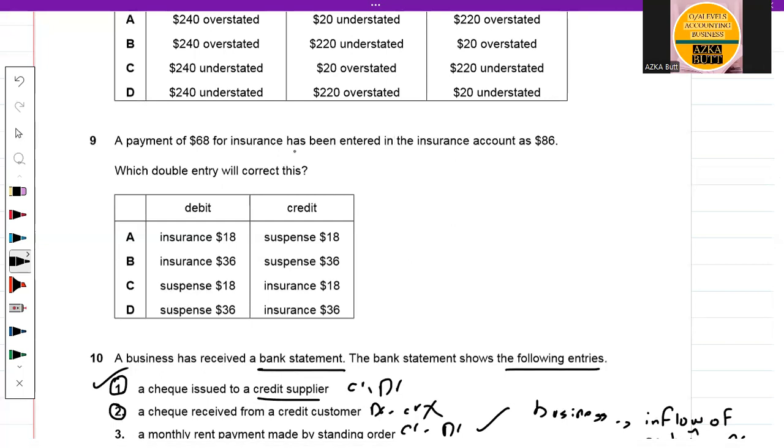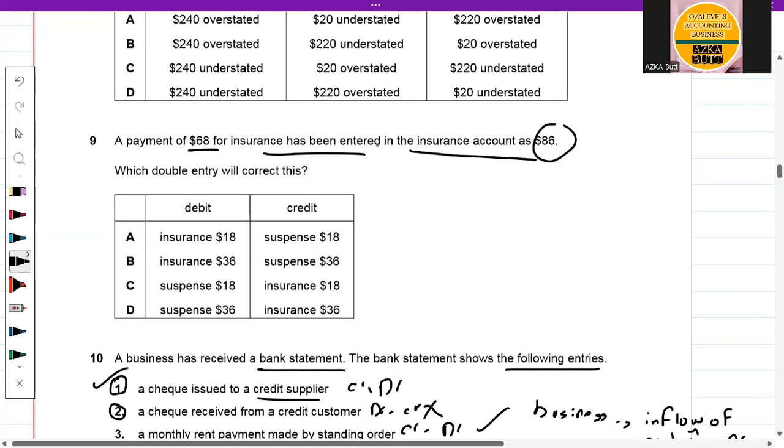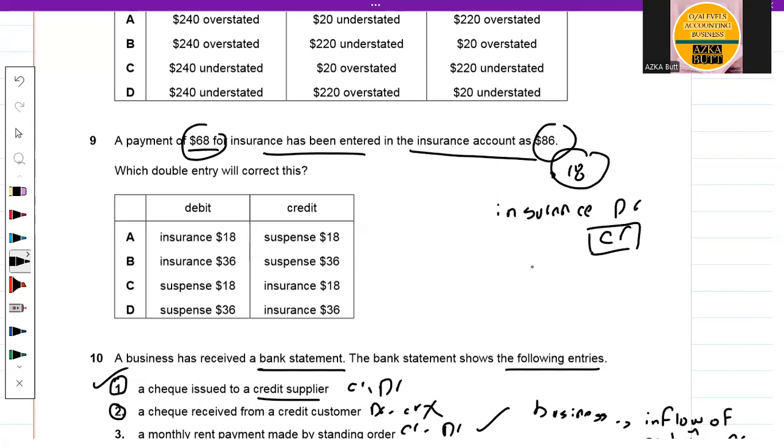Question number 9. Payment of $68 for insurance has been entered in the insurance account as $86. It means that we have increased this by $18. It should record 68, but we increased it. We know that the insurance account is debited whenever it is increasing. But now because we have to decrease it by $18, we have to credit the insurance account, and on the debit side there is nothing. Where there is nothing, there would be the suspense account. So the suspense account would be debit and the insurance account would be credit. So C option is the right option.